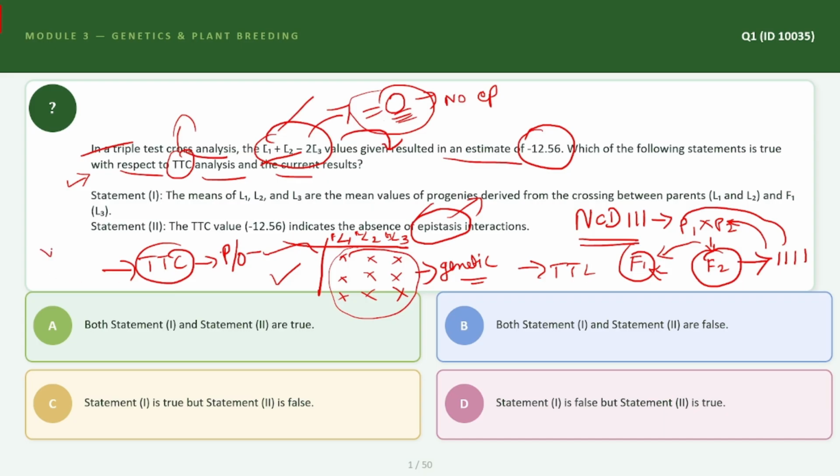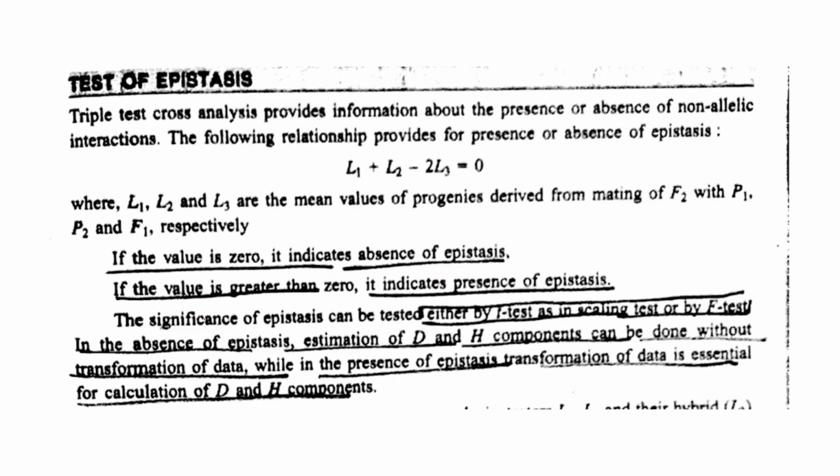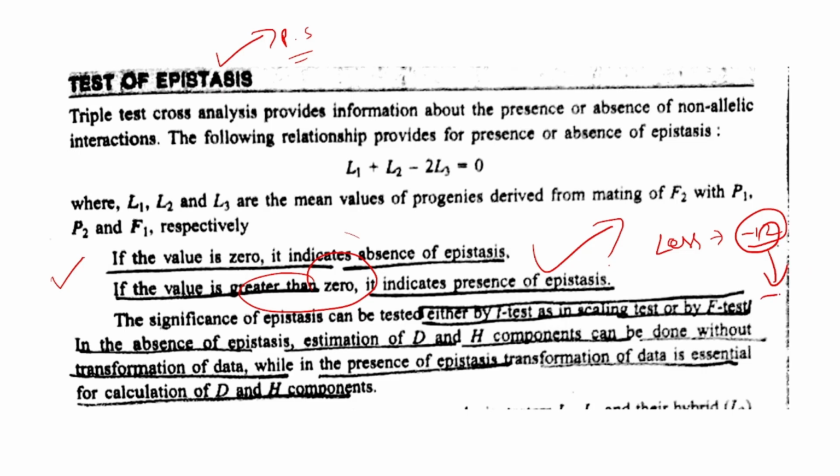I hope you understood the question. Statement 1 is correct and statement 2 is wrong. But many people have marked this statement as correct. Why? Because we are regularly reading wrong information. This information is present in the Punjab Singh and S.S. Narayan book, where it presents that greater than 0 indicates the presence of epistasis. But what about less than 0, like minus 12? What does it estimate? Does it mean there is an absence of epistasis? No. Any value deviating from 0 indicates that there is a presence of epistasis.